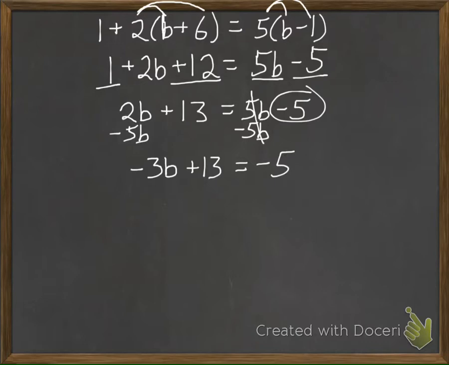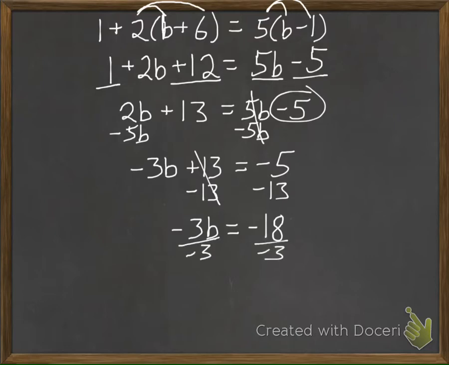Next step, subtract 13 from both sides. So I get negative 3b. And negative 5 minus 13 gives us negative 18. Divide by negative 3 on both sides. And we get b equals positive 6.